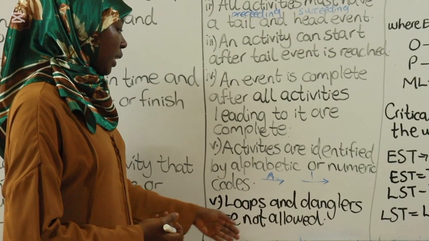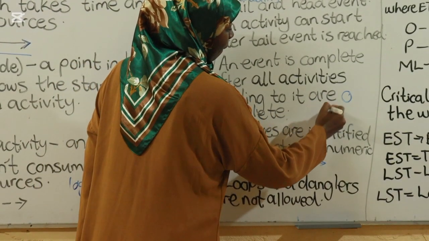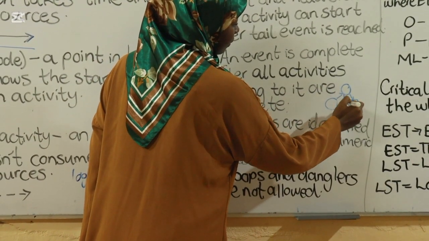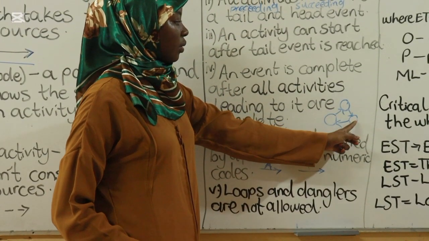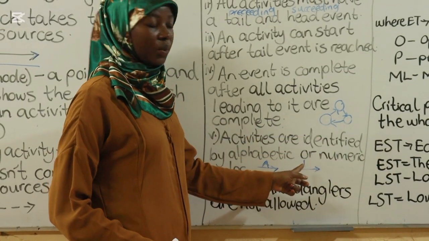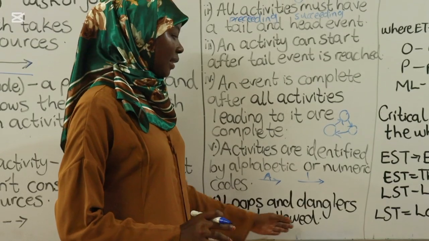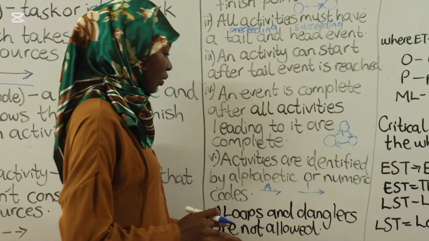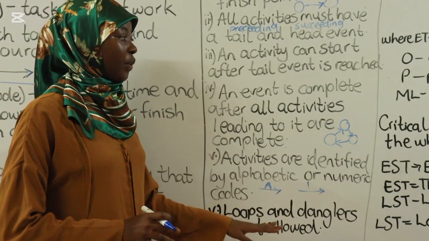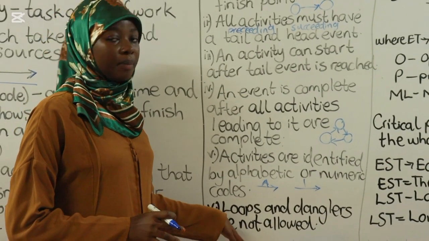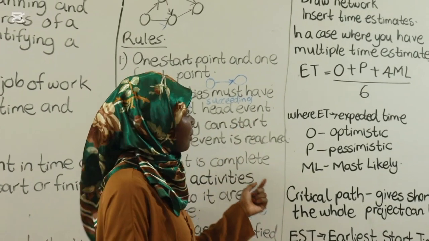And then 5, loops and danglers are not allowed. Loops are basically, this is a loop because this leads to this, this leads to this, this leads to this, and the whole process continues. That is what we call a loop. Danglers are the hanging events. They are dangling, they are hanging. These are not allowed when it comes to network analysis. If you draw a network and you see you have danglers or any loop, just know you're not on the right path.